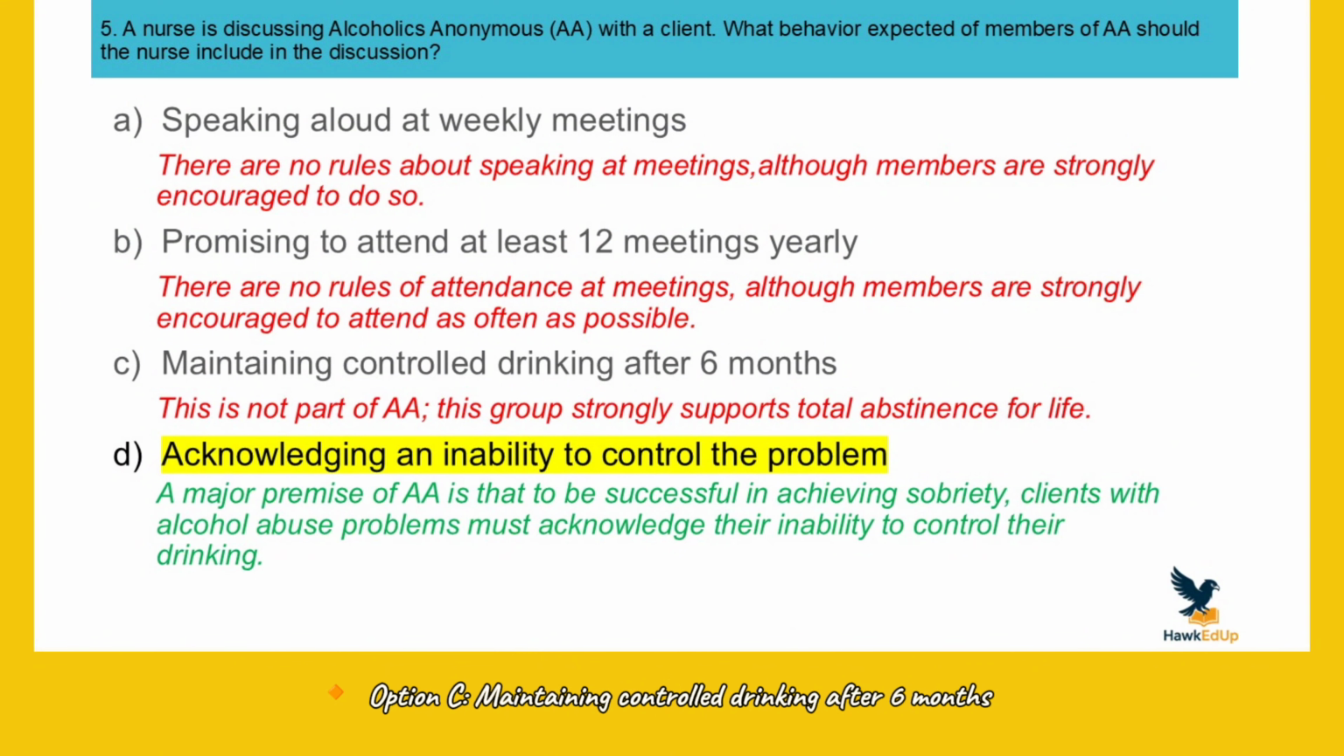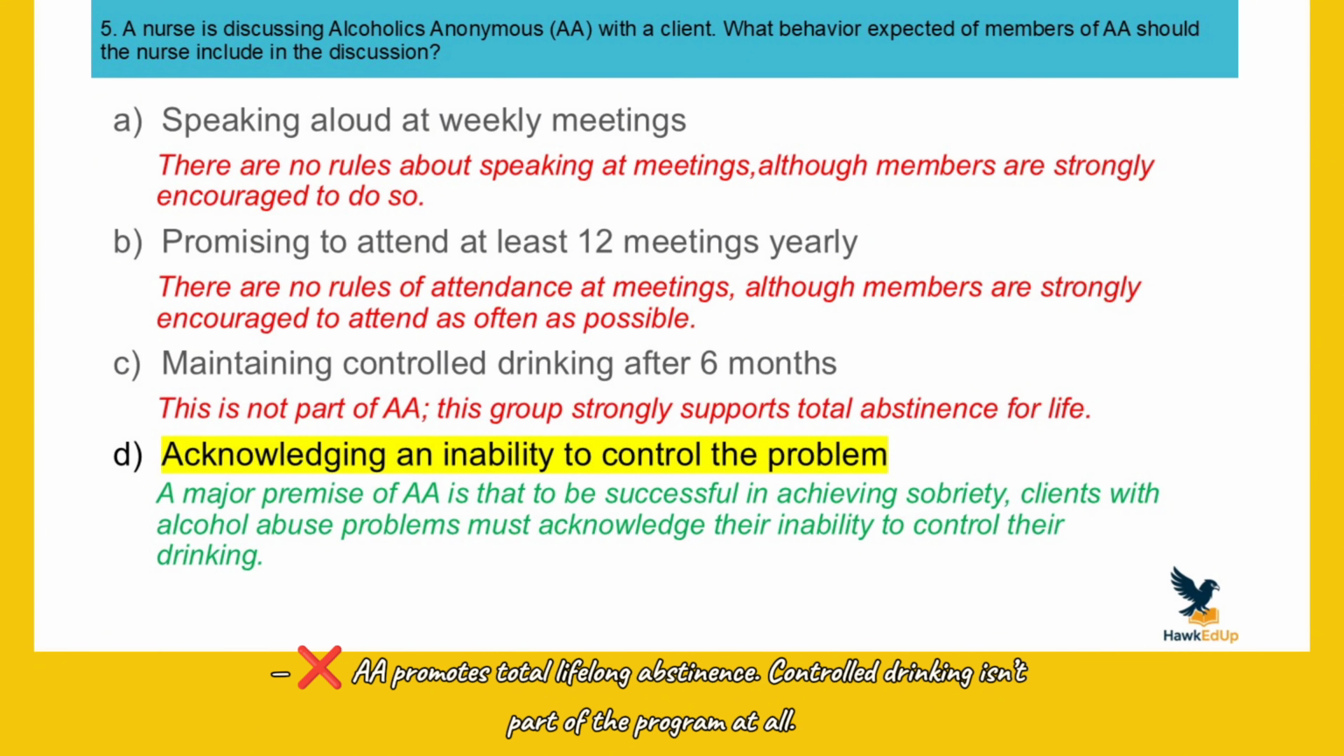Option C. Maintaining controlled drinking after 6 months. AA promotes total lifelong abstinence. Controlled drinking isn't part of the program at all.